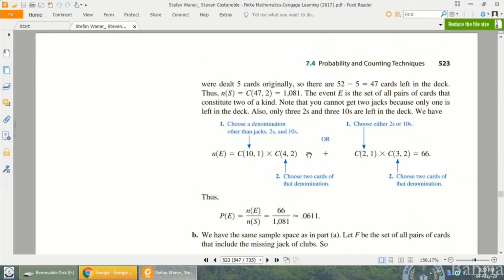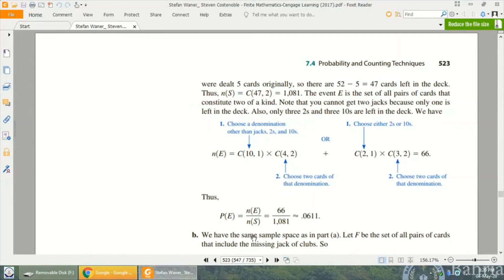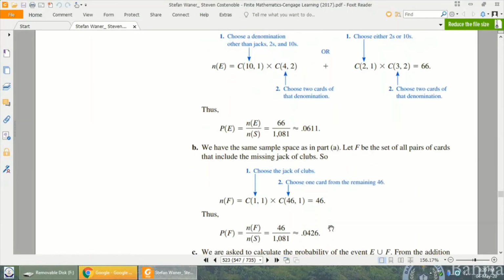Now in the second part again, they've asked... Okay, so now let me just also tell you that when you draw the 5 cards, you had 47 cards left. But in part B, they're telling us that you end up with 4 jacks. So you already have 3 jacks. So the possibility of having one more jack is 1C1. And if you remove that, how many remaining are left? 46. So now in case you see 46 cards left, and 1C1 is removing the jack of clubs, which is missing in this case. So 1 card from the remaining 46 cards. So the total outcomes is 46.